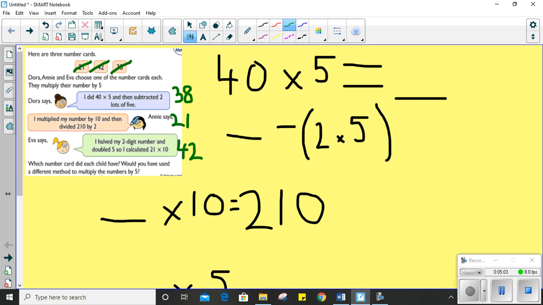21, I would have done, this is where I've done 2 times 5, times it by 10, added 5 on. 42, what did she do? I halved my digit. Oh, I don't know if I'd do that. It's a very clever way of doing it, so it would work. It's up to you what method you would choose.